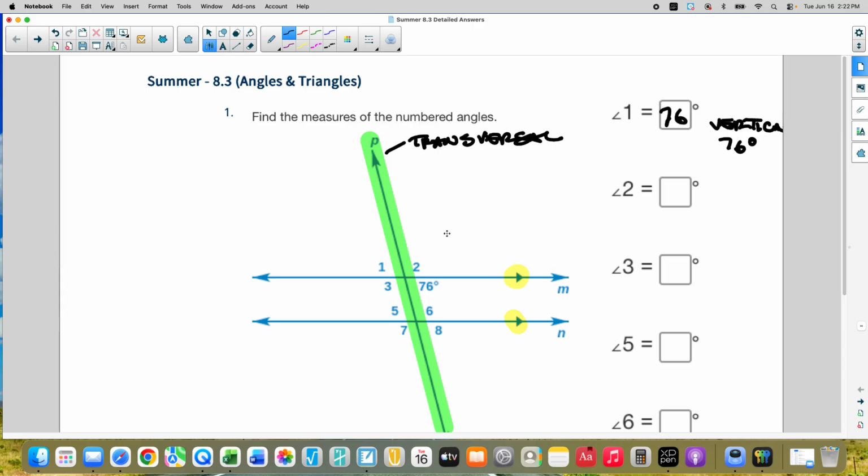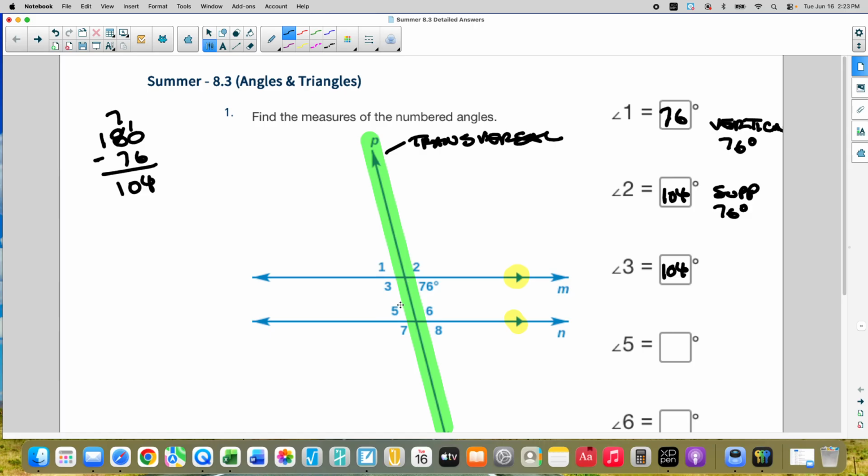Angle 2, well, angle 2 is going to be 180 minus 76 because these are supplementary angles. So we subtract and we get 104. So angle 2 is 104 degrees. And why? Because it's supplementary to 76 degrees. Okay. Angle 3, well, we can say that it's either supplementary to 76 or it's vertical to angle 2. So that is also going to be 104 degrees because 2 and 3 are going to be equal.